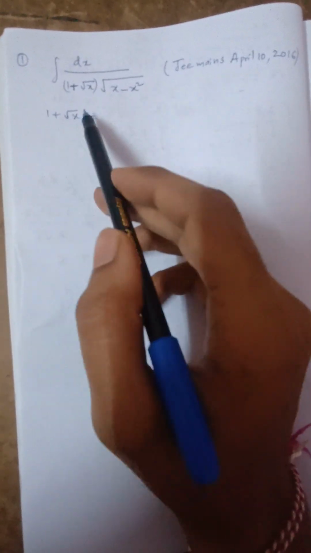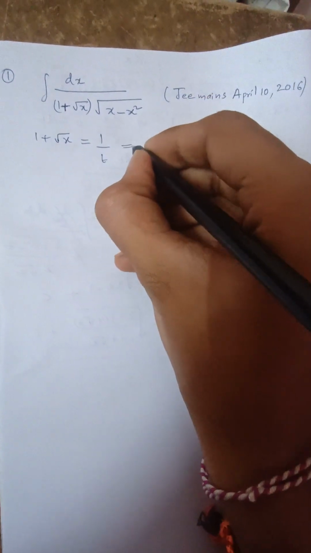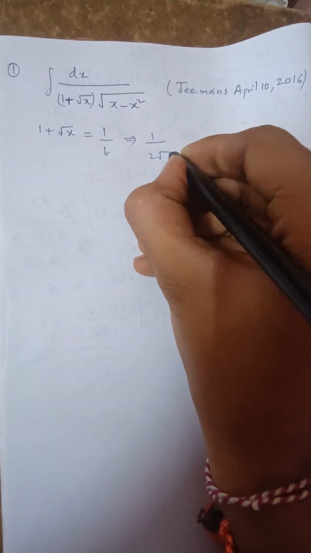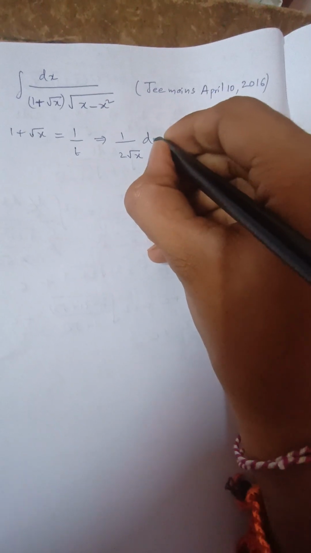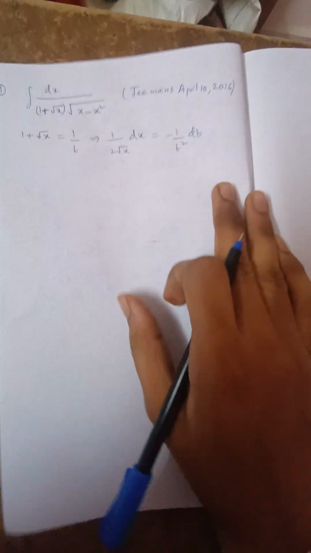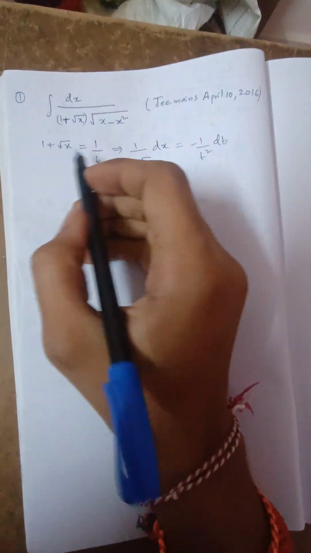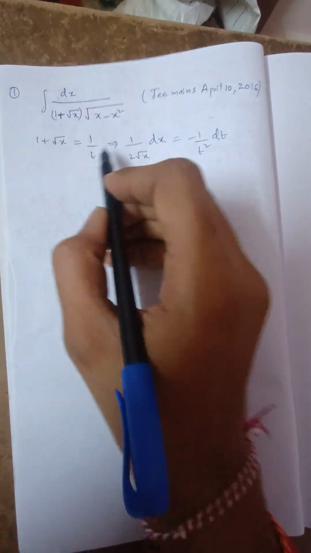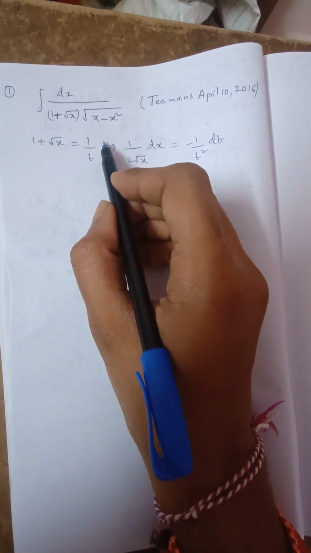The first method is if we substitute 1 plus root x as 1 by t. So let us see what we'll get. If we differentiate both sides with respect to x, we'll get 1 by 2 root x dx is nothing but minus 1 by t square dt. That means 1 by 2 root x is nothing but minus 1 by t square dt by dx, and I transpose it to that side.